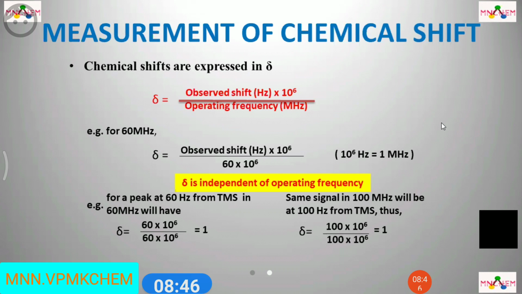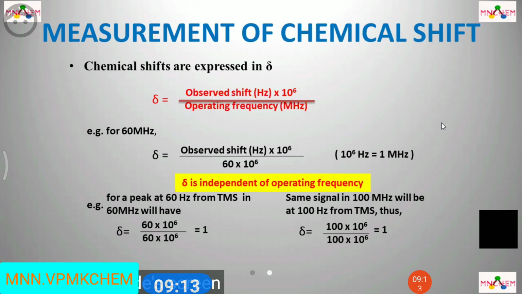For example, if we take a PMR of a 60 megahertz instrument, then the chemical shift delta is equal to observed shift times 10⁶ divided by 60 megahertz, so 60 times 10⁶. It is important to note that the delta value, or the chemical shift value, is independent of operating frequency.